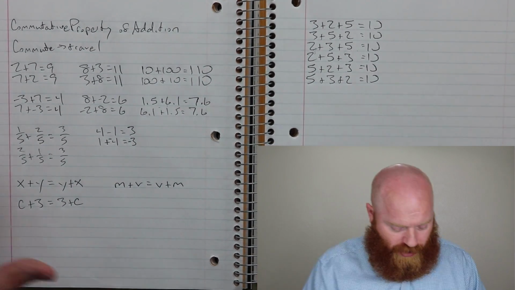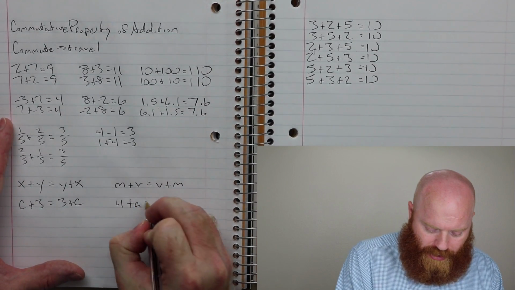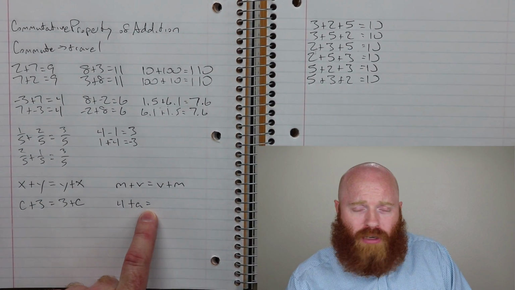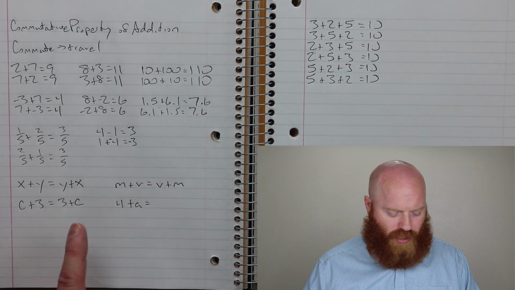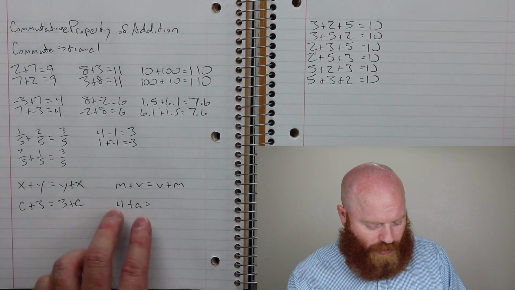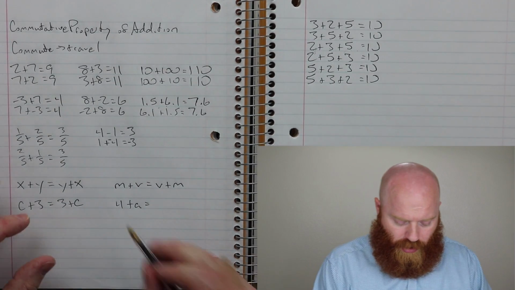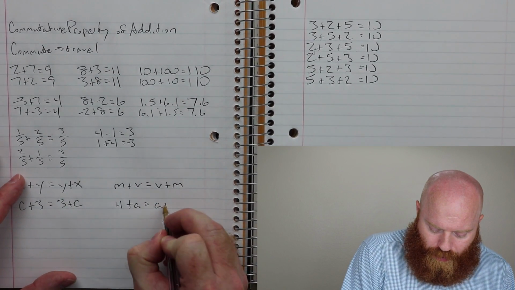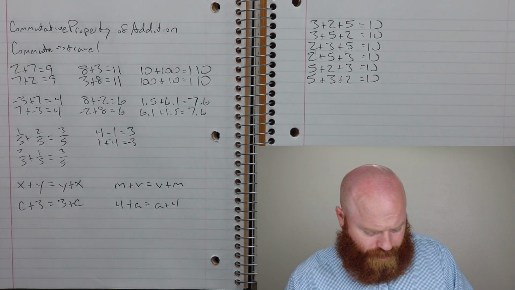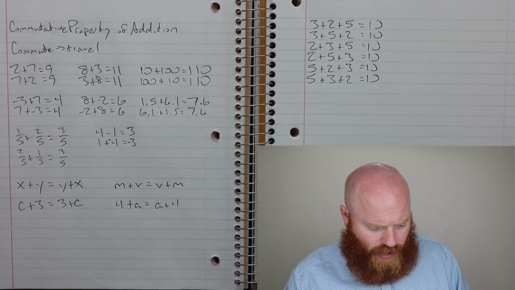Let's try again. 4 plus A. What if they put the number on this side and the letter on this side? Remember, it's not a letter. Just got done saying that ain't a letter. That's a number. They're all numbers. You switch the numbers. That's the rule. You can travel, commute. 4 plus A equals A plus 4. No big deal.